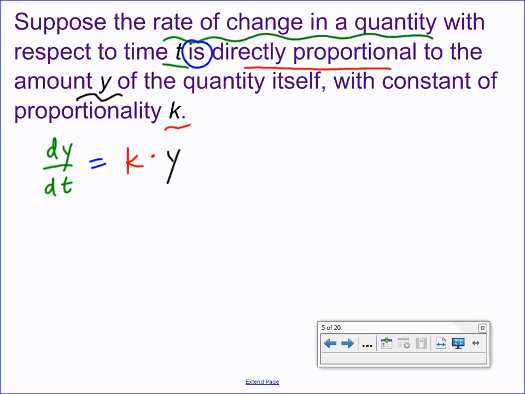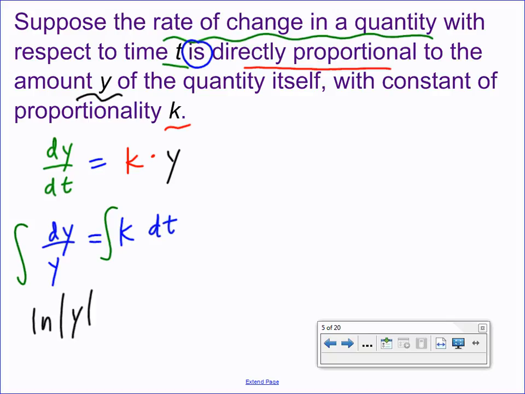Well, we separate the variables. We divide over that y and multiply over the dt. So we get dy over y equals k times dt. Now we'll integrate both sides. On the left, integrating with respect to y yields natural log of absolute value of y. And that's equal to integrating the right. Remember, k is just a constant, my constant of proportionality. So the right-hand side integrates to kt plus c.